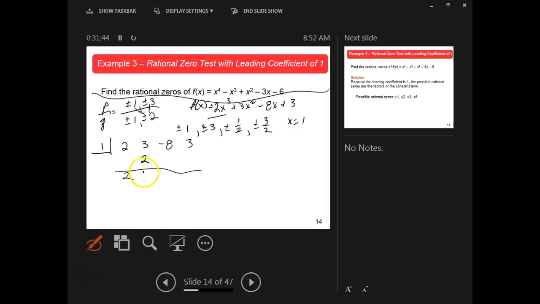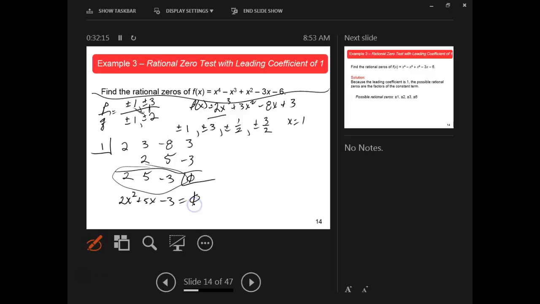2, 5, 5, negative 3, negative 3, 0. You knew that was going to happen. You'd already plugged it in. What are you down to now? A quadratic. Don't do any more synthetic division. Write down, what is that quadratic factor? 2x squared plus 5x minus 3.